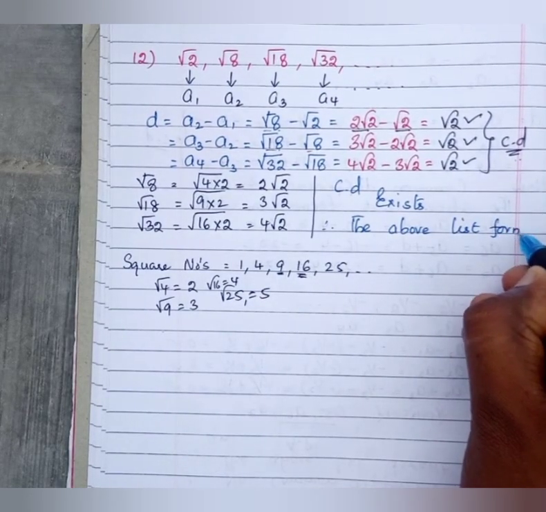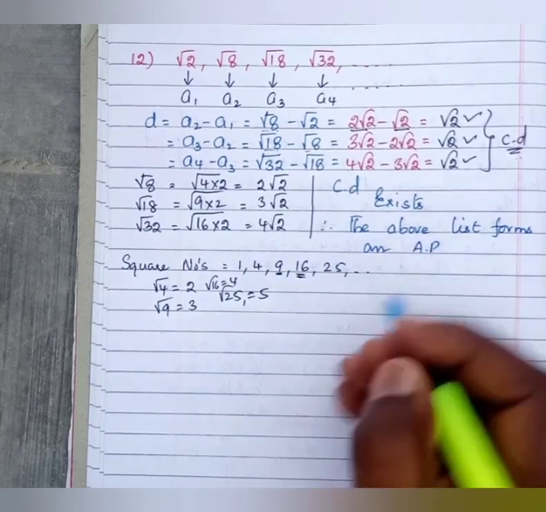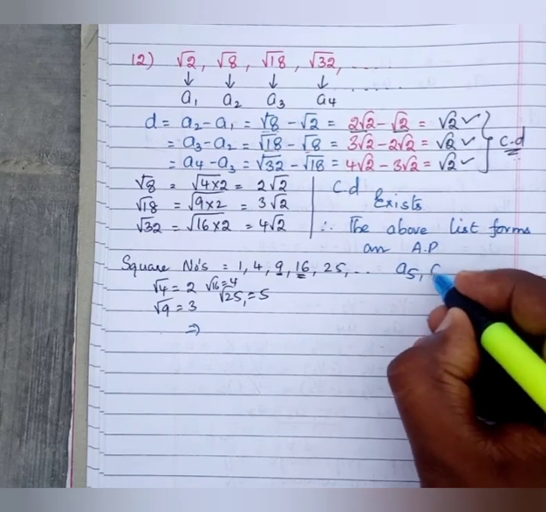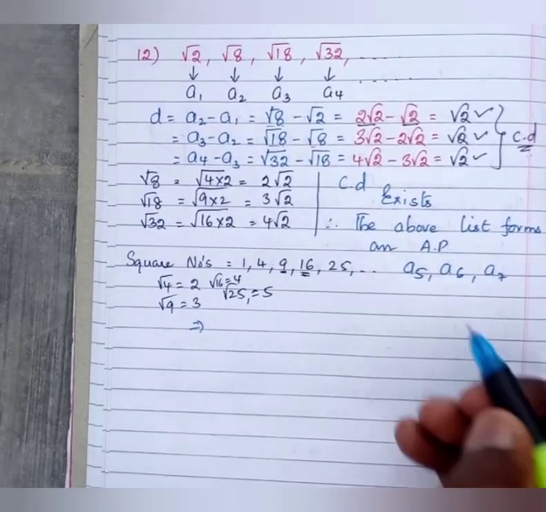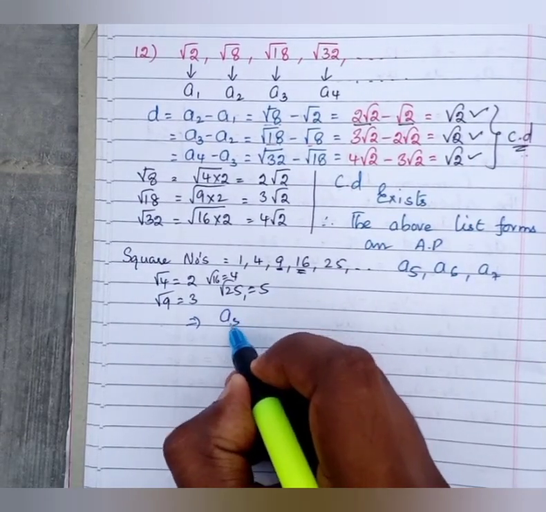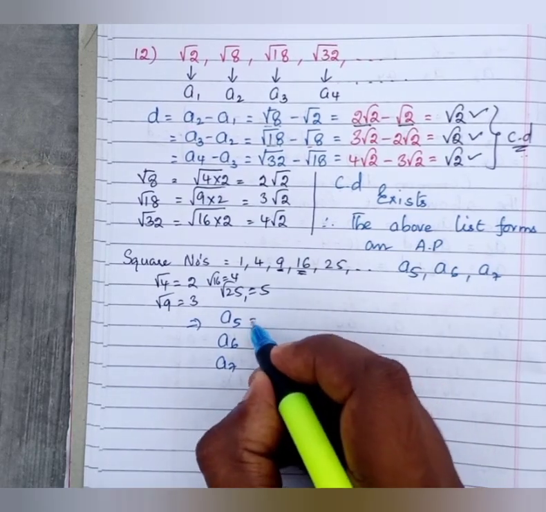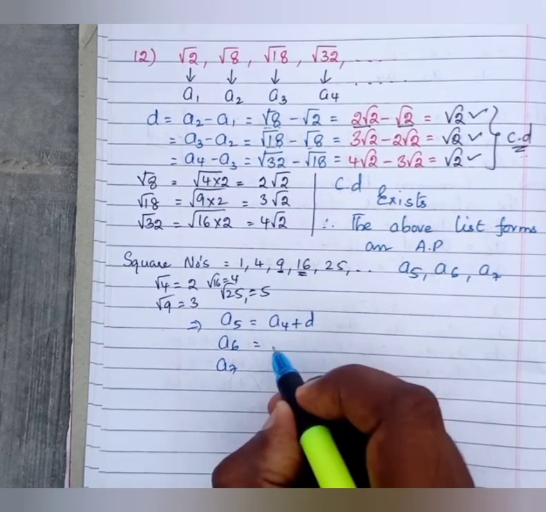Now what we need to do? We need to find the next 3 more terms. How to find them? That is A5, A6 and A7. What is A5? A5 equals A4 plus D. What is A6? A5 plus D. What is A7? A6 plus D.